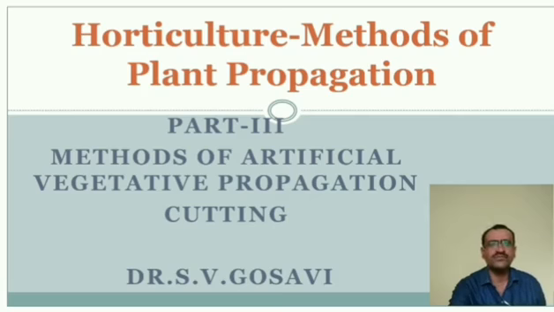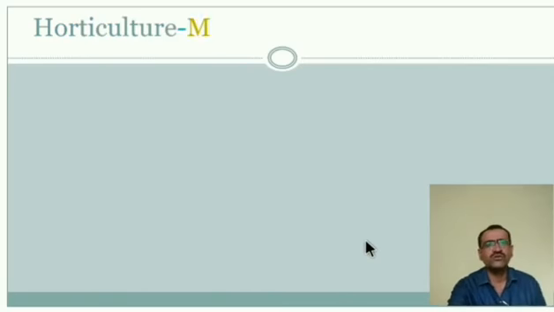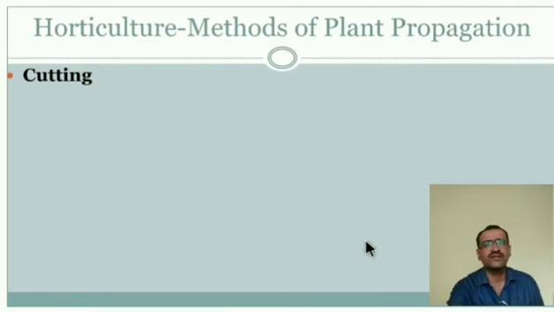Then what is meant by artificial vegetative propagation? In addition to the natural methods of vegetative propagation, several artificial methods are practiced. It is the process of multiplication of the plant by the use of a part or bud of the selected mother plant. The important artificial methods of vegetative propagation are cutting, layering, and grafting, but in this topic we will learn only about cutting. So let us see in this part cutting.